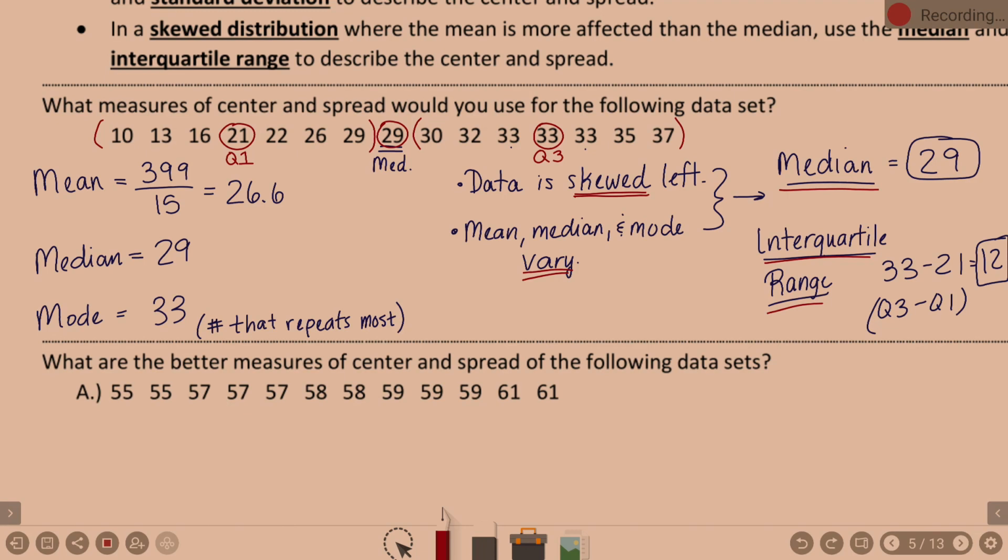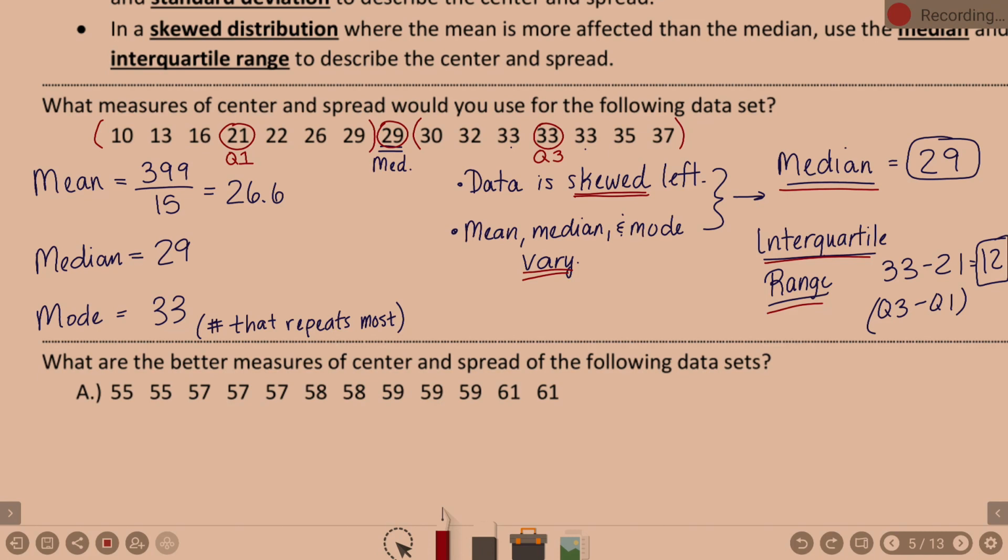So if it's skewed left or skewed right, can you still use the same one? Skewed left or skewed right, direction of skew is not going to matter. It's still going to be median and interquartile range. The other option is if it's symmetric. Okay, that's when we go the other way. Okay, questions here?